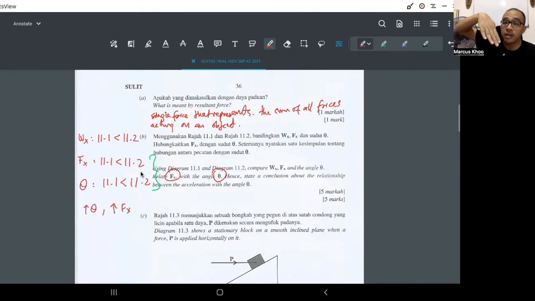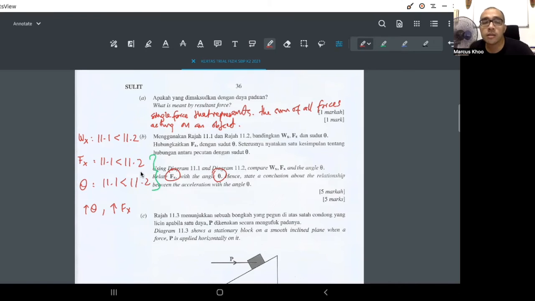If the gelongsor is very cerun, obviously your force is bigger. You get a bigger acceleration. If your gelongsor is less cerun, then you won't get such a big force. Makan. So be careful with this. Again, I will always say this again and again. Be careful with your relationship. Make sure yang mempengaruhi di depan, yang dipengaruhi di belakang. What affects what? Jangan main tulis saja sebab question cakap fx dulu, jadi kau pun tulis fx dulu.